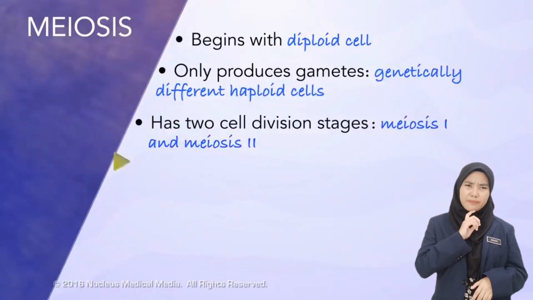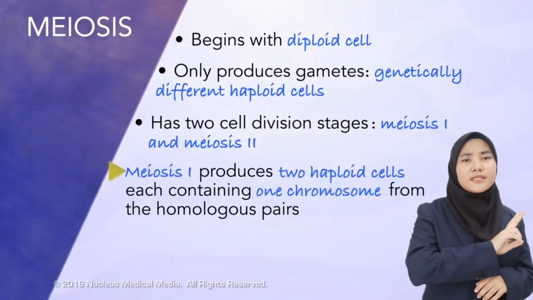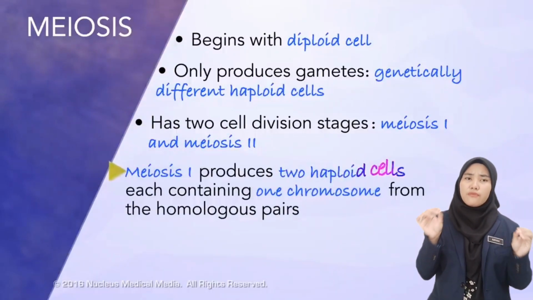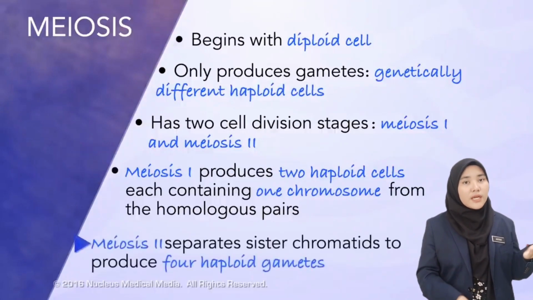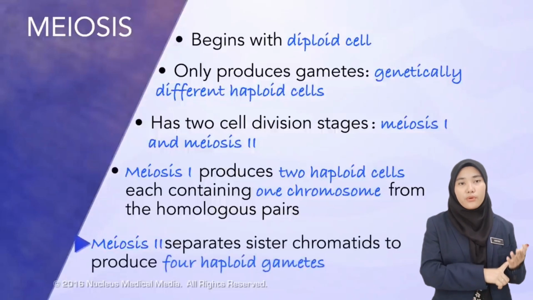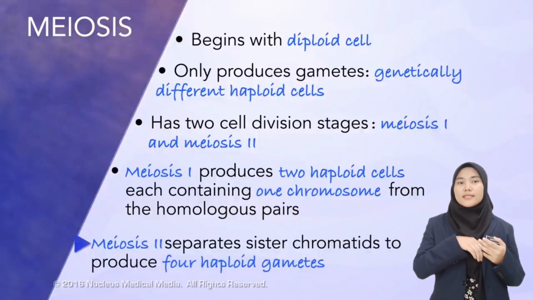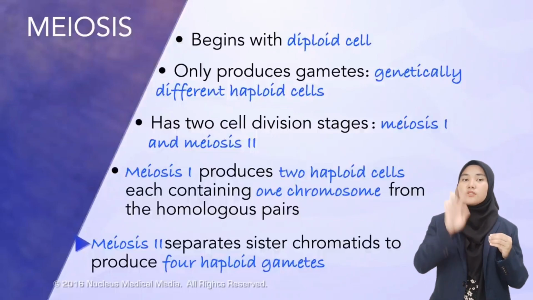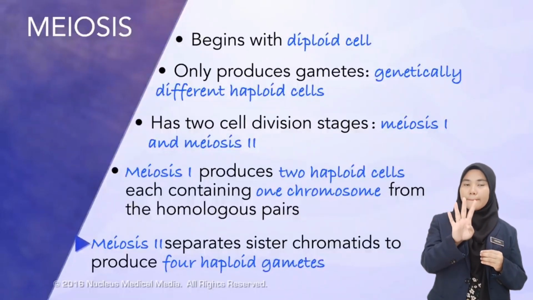During meiosis 1, what happens? Homologous chromosomes separate to produce two haploid cells, each containing chromosomes in the form of paired sister chromatids. In meiosis 2, the sister chromatids separate in both cells, becoming individual chromosomes. Cytokinesis of these cells produces four genetically different haploid gametes.